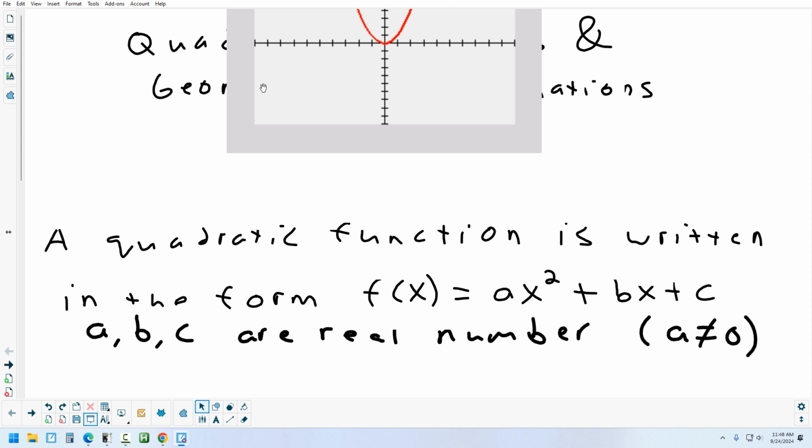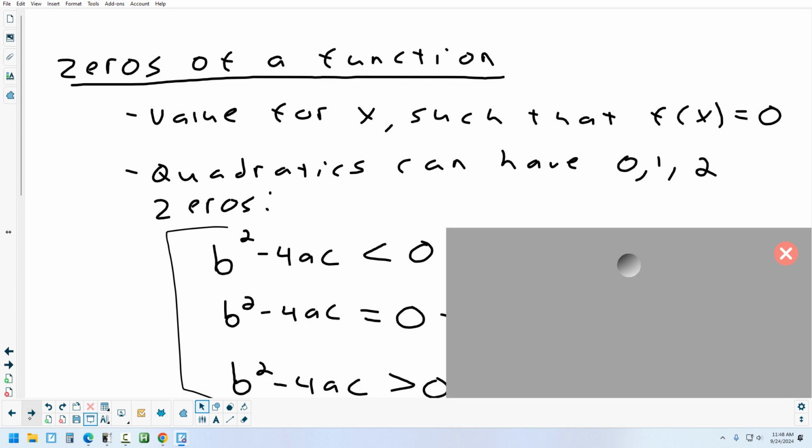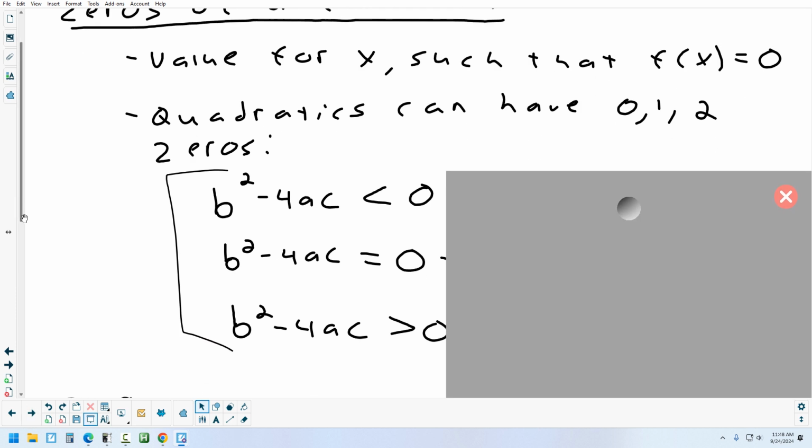Does anybody recognize that? B squared minus 4AC? It's part of something. We're not doing the whole thing, we're doing a part of it. Yeah. It's the top of like the quadratic equation. Yeah, it's what's under the square root in the quadratic formula.